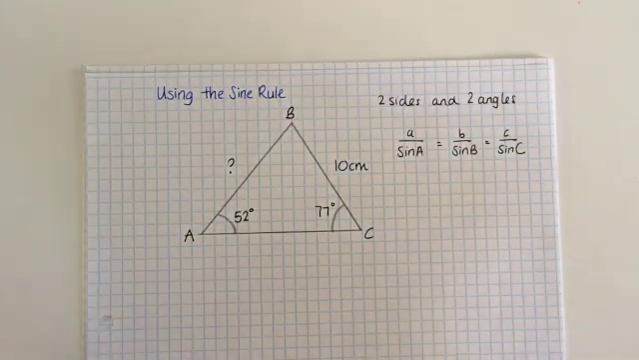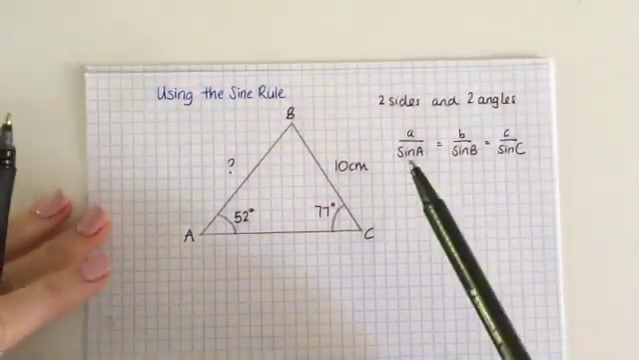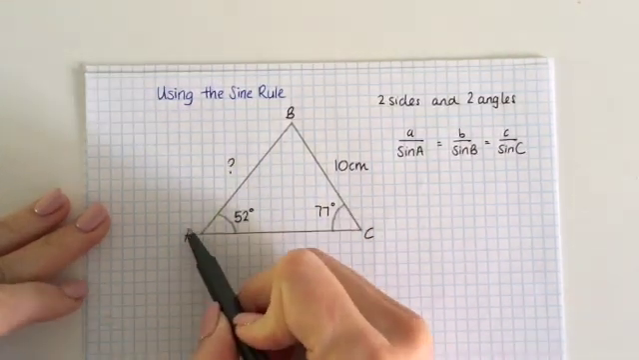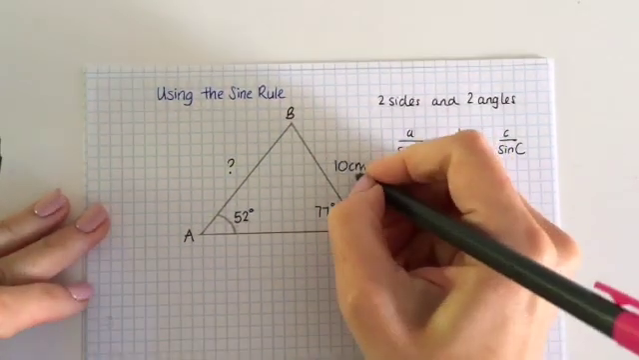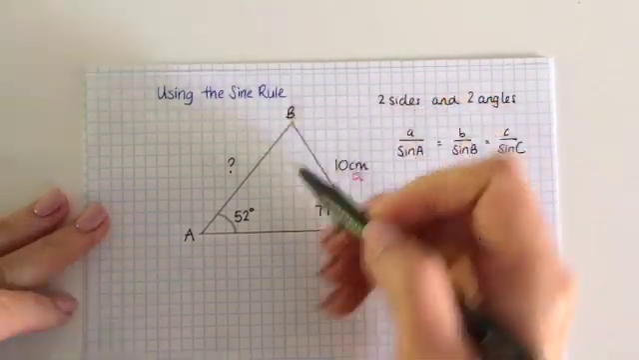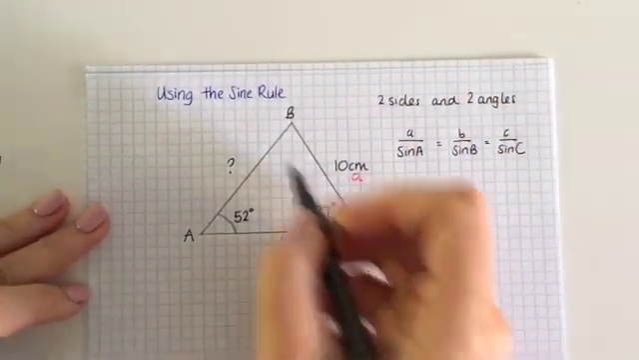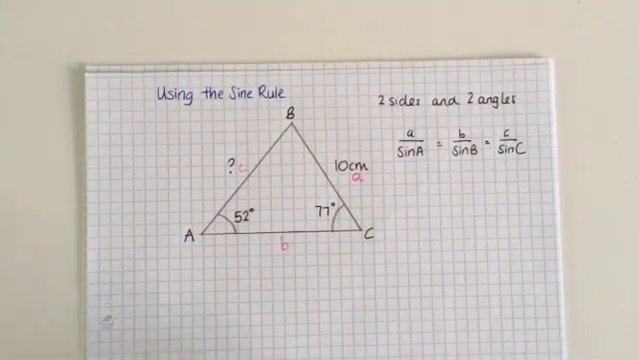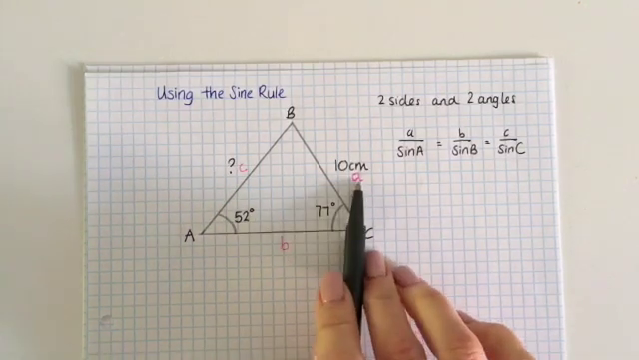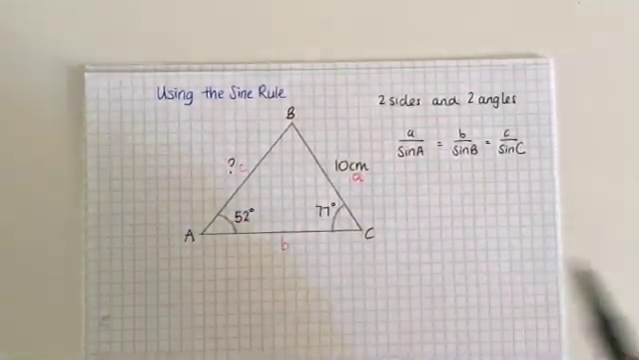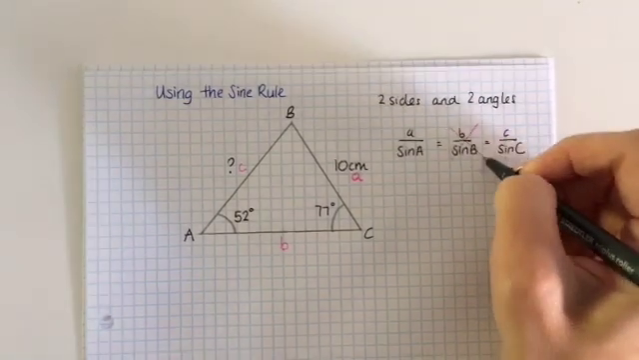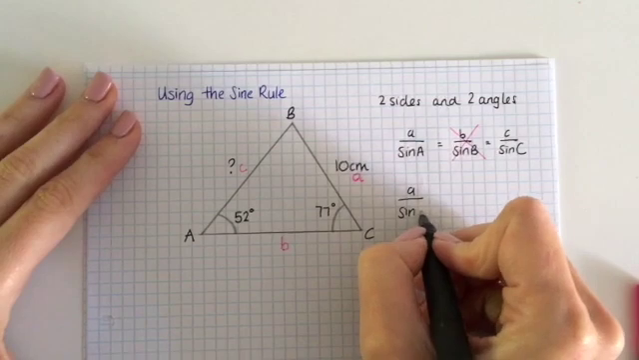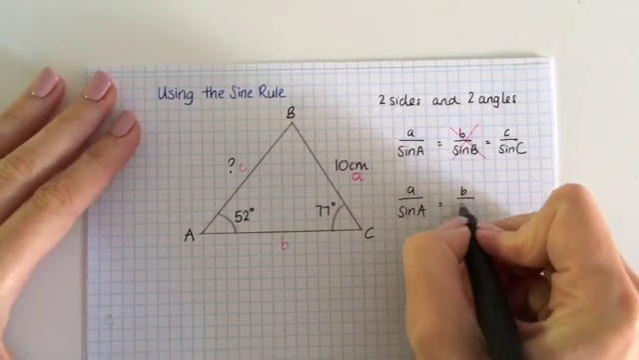So the first thing to do is to label our sides with little a, little b, and little c. It always works that it's opposite. So this is capital A over here, so this is going to be little a. This is capital B, so this is little b. This is capital C, so this is little c. The one that we don't need in this case is b. We need a because it tells us stuff, and we need c, that's the one we're going to work out. So we're going to be using a over sine A equals c over sine C.